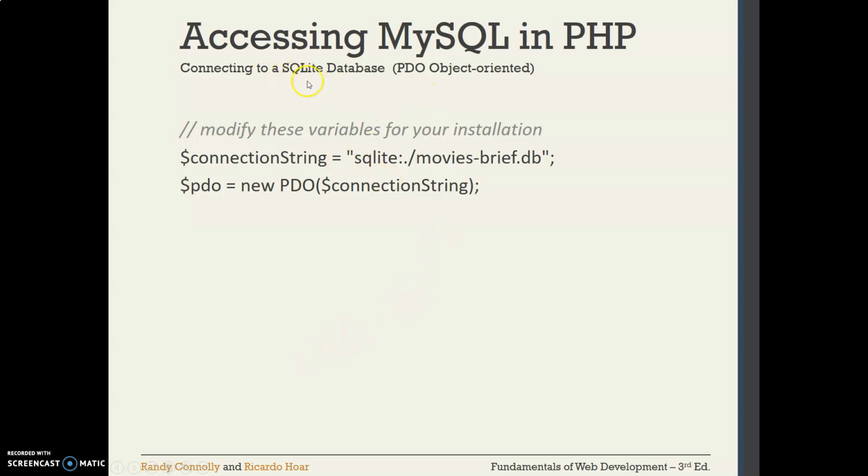Well, how about connecting to a SQLite database? Well, we can use PDO as well. In this case, you'll notice the connection string is a lot more concise. It indicates the type of driver that we're using and really where that file is. There's no username or passwords with SQLite generally, and so it's actually simpler, but you'll notice it's still PDO. This path, by the way, is relative to the script location. So this is assuming here that this file, movies brief DB, is in the same folder as whatever PHP page is running this file.